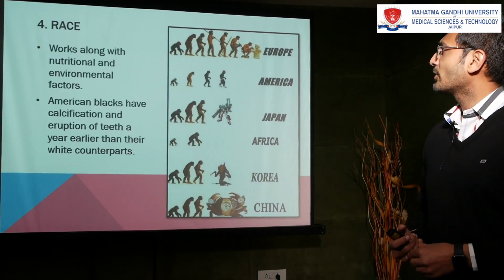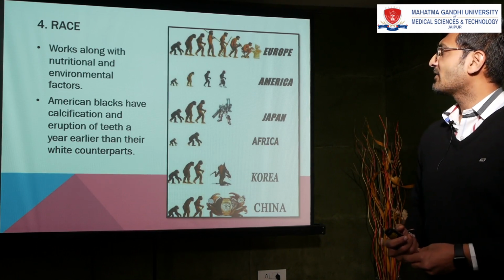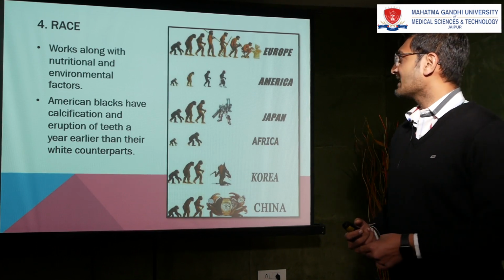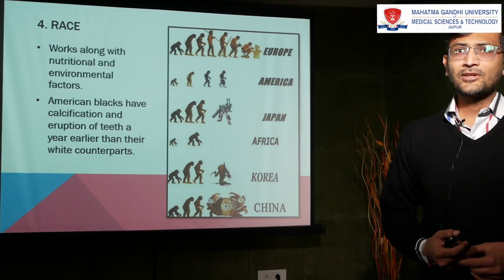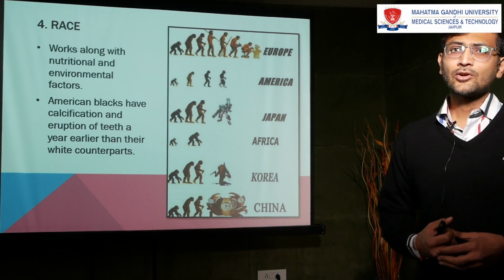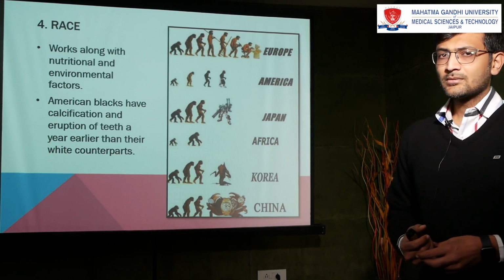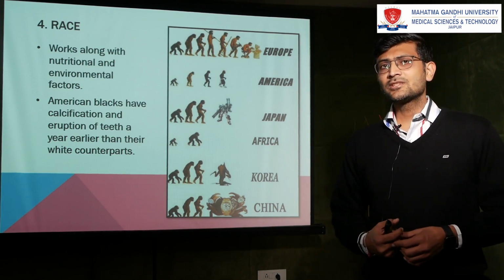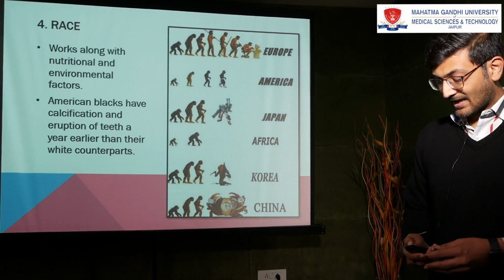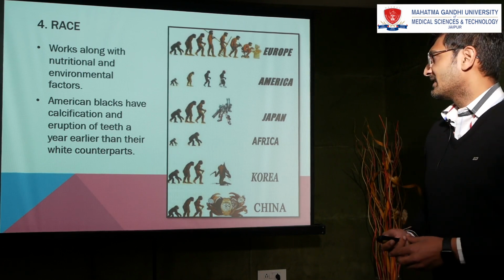Next, another important factor is race. It works along with nutritional and environmental factors. American blacks have calcification and eruption of teeth a year earlier than their white counterparts. So there are different variations according to race. Sometimes malocclusions are also very particular to a different race. For example, bimaxillary protrusion is very commonly seen in American blacks, but not that frequent in American whites.